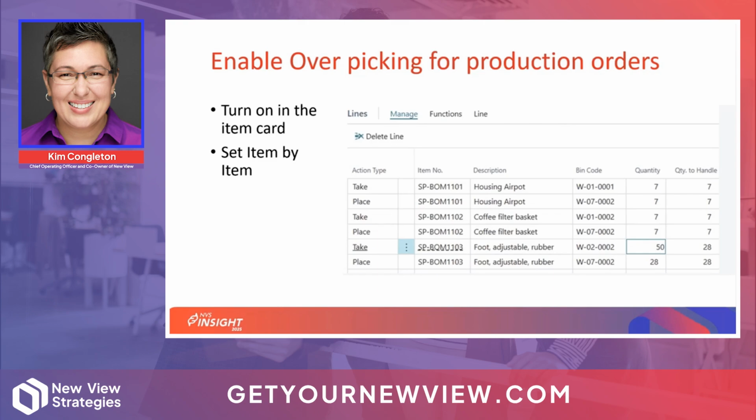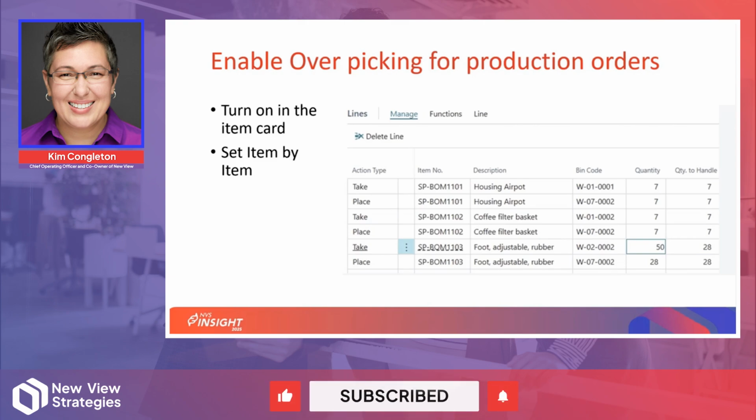So you turn it on the item card. It's an item by item setting. And then when you create the pick, you can change your quantity. You can up your quantity on the pick. So you can see here this line for this item, SKU-based-1103. We changed the quantity to 50 from, it's telling us to handle 28. We're going to handle 50.